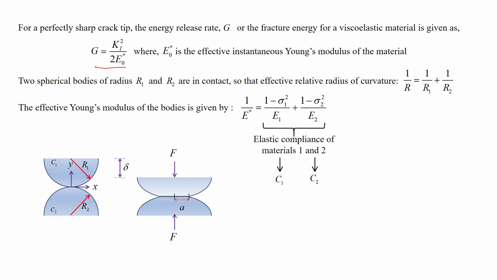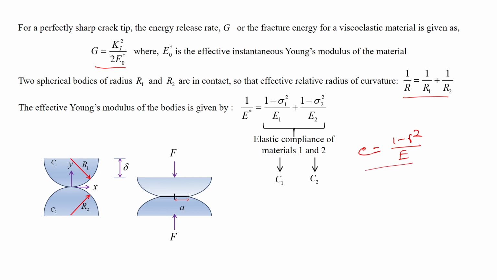For these two spheres in contact, 1 by R is equal to 1 by R1 plus 1 by R2. Now here we introduce this particular term, which is called the compliance: C is equal to 1 minus sigma squared by E. This defines how compliant the material is to follow, let us say, a contactor. It should go as the inverse of E, because the lower the Young's modulus, the softer the material, and the more compliant it should be.